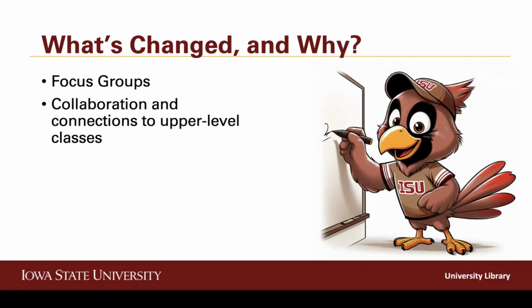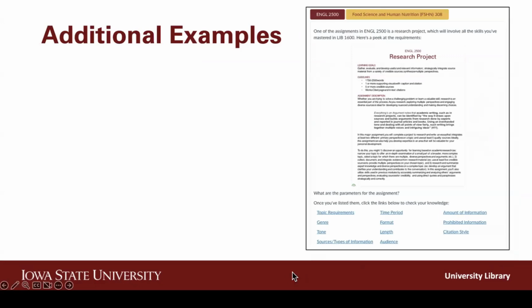So for instance, I'm going to show an example here. English 2500, when they did their revision, they shared their assignment with us. And as a result, we created this interactive to give them some familiarity with what their assignments in other classes look like. But then how do you identify the different parameters in terms of what that assignment is asking?